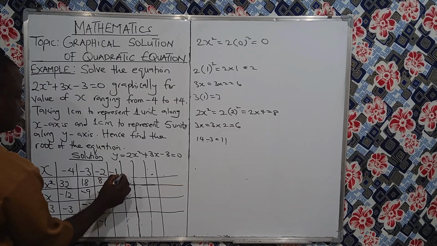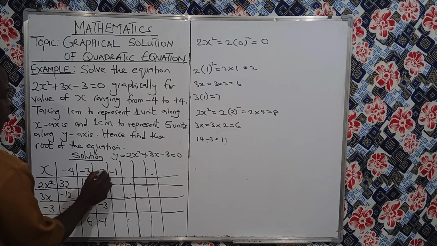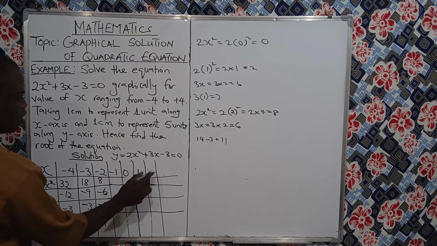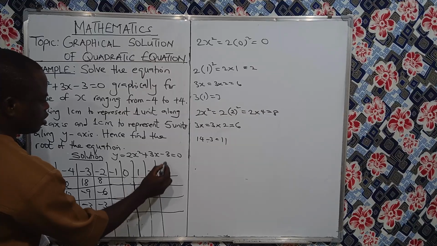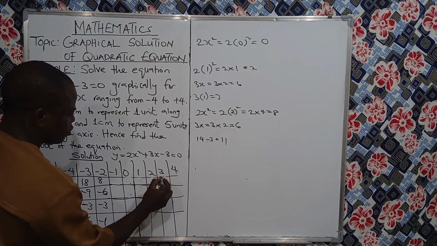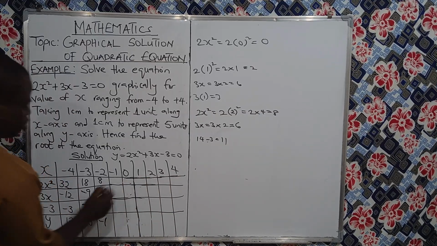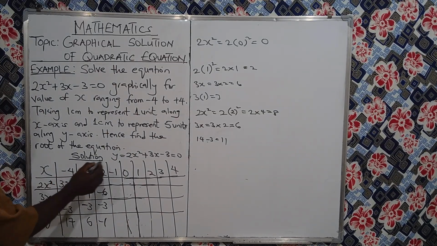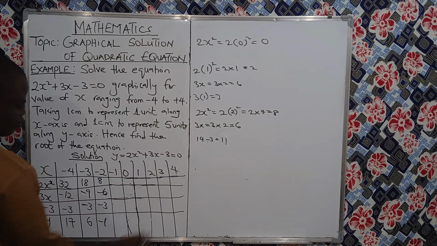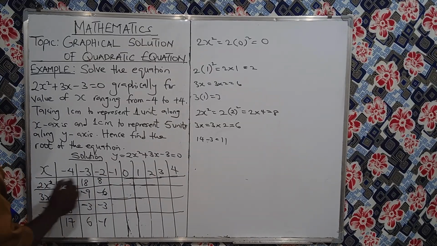This is minus 4, minus 3, minus 2, minus 1, 0, 1, 2, 3, 4. That's how it should be. We miss one value of x. Minus 4, minus 3, minus 2, minus 1, 0, 1, 2, 3, 4.